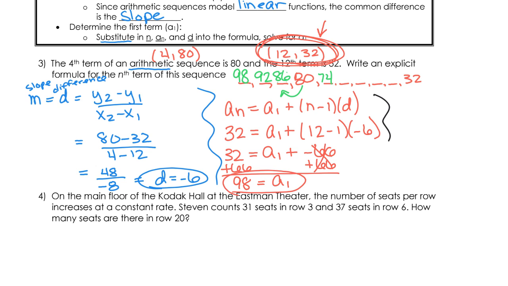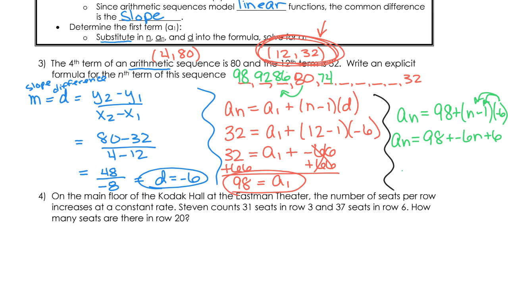So remember, we're trying to write a formula for the nth term. We now have our two pieces of information. So we'll say a sub n equals my first term, which is 98, plus n minus 1 times our difference of negative 6. And that's an okay formula, but I like to clean it up. That's going to give us negative 6n plus 6. So a sub n equals negative 6n, and then 98 and 6 make 104. And there's our formula.